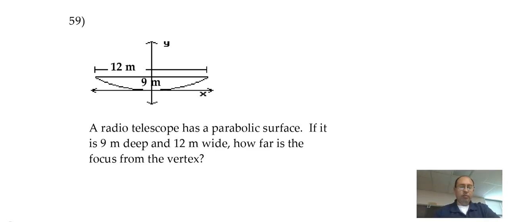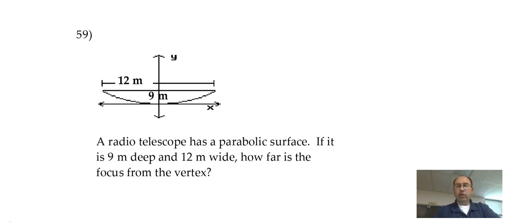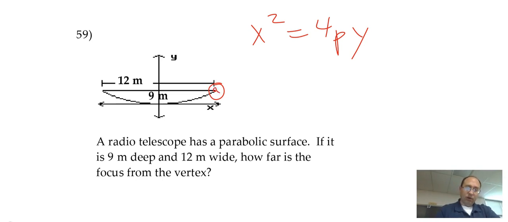Okay, so based on the way that this parabola has been, where the vertex has been placed, and because it's opening up, we know that this is an x squared equals 4py kind of situation. The key thing is knowing what coordinate is sitting right there. Now, because the width that I'm shown in the picture is 12, that means that this coordinate right here has to be 6 to the right and 9 up.